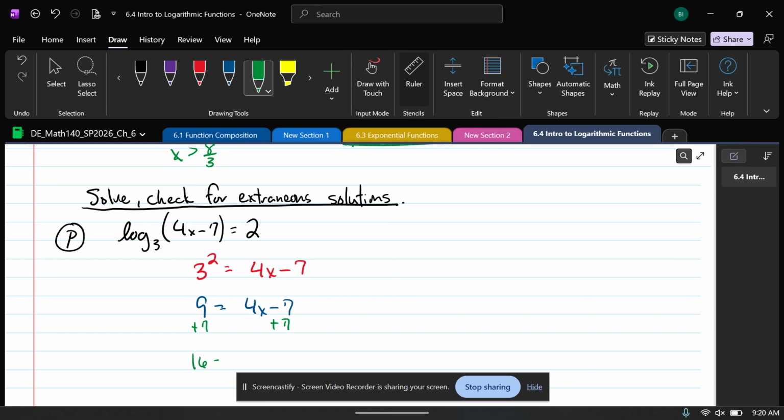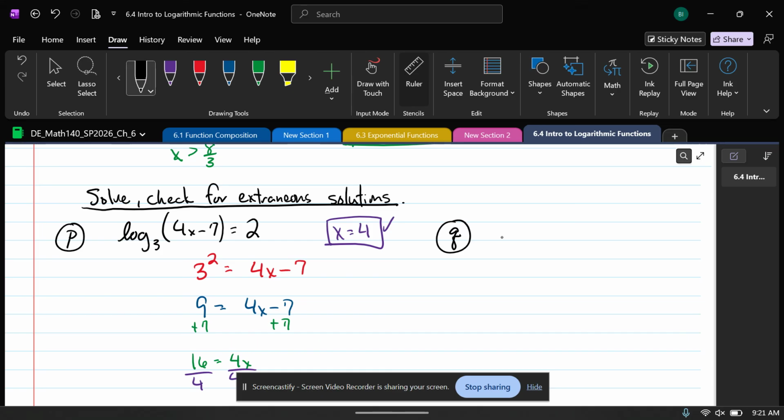9 plus 7 would be 16 equals 4x. Divide by 4. And we get x equals 4. Now, we need to check that in the original problem. What we're checking for is to make sure that the logarithm does not have 0 or a negative in it. If it has 0 or a negative, then that becomes an extraneous solution. So plug the 4 in. 4 times 4 is 16, minus 7 is 9. That is positive, so that is good. So that is a check. It did work. And log base 3 of 9 is 2. If you do that in the calculator, it works.